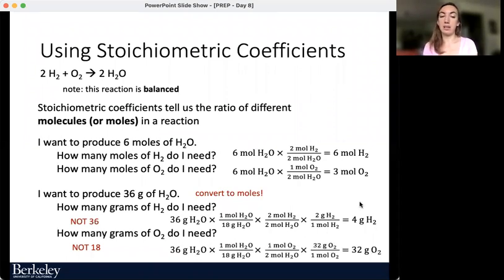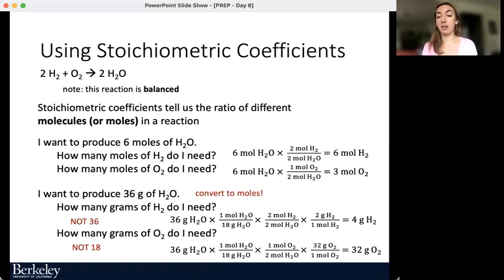So we can do the same thing with O2. We're converting our H2O to mass using our stoichiometric coefficients to convert between moles of H2O and moles of O2, and then converting back to mass of O2. So again, I know this is really quick. I'm going to break it down into more steps on the next slide, but I just want to point out here that now this works because my mass is conserved.